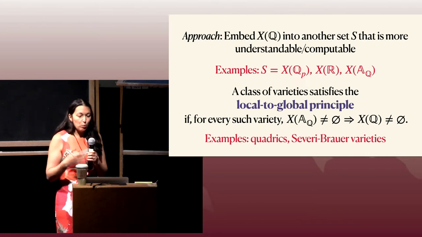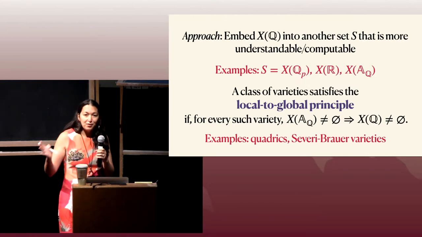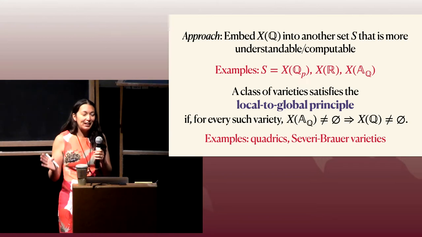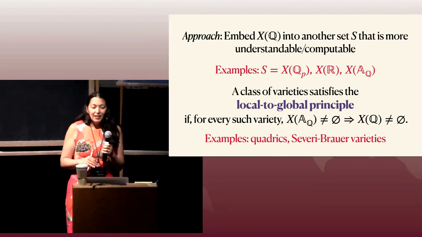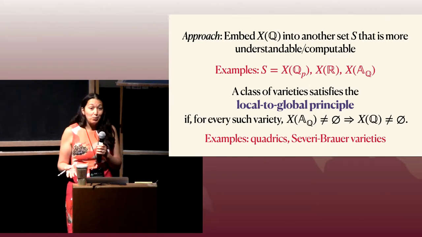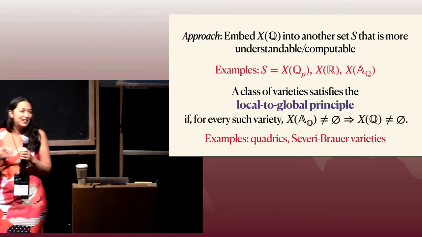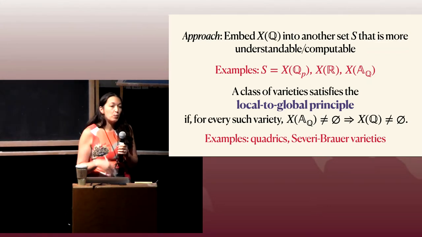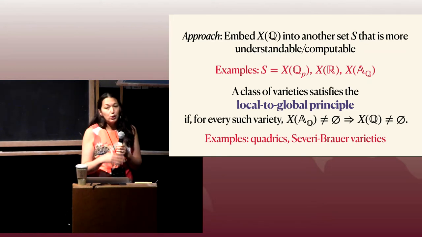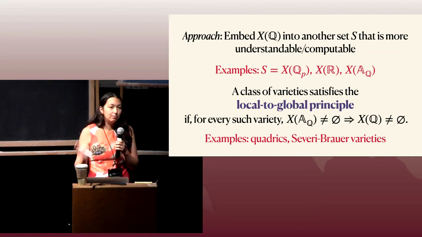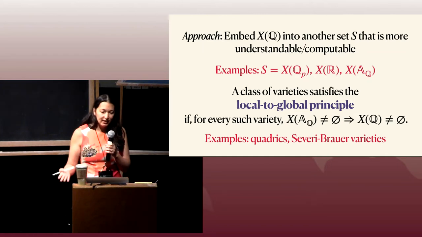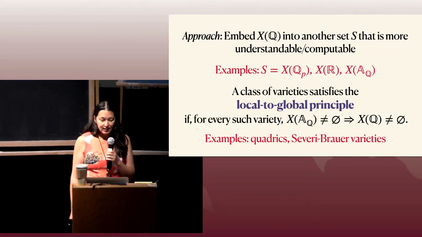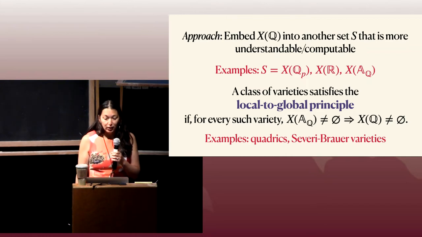And let me just say, this is a property that you want to know for a class of varieties. You want to know it before you start looking for rational points. So a variety that has a rational point, just a single one by itself, automatically satisfies the local to global principle, but that's not necessarily in a helpful way. So we want to know that it satisfies the local to global principle just based on maybe some geometric information or the degrees of the equations or the number of variables. That's the type of thing we're looking for.